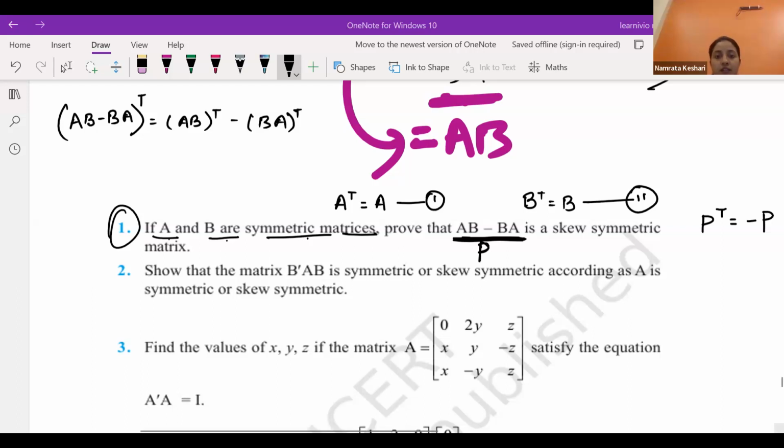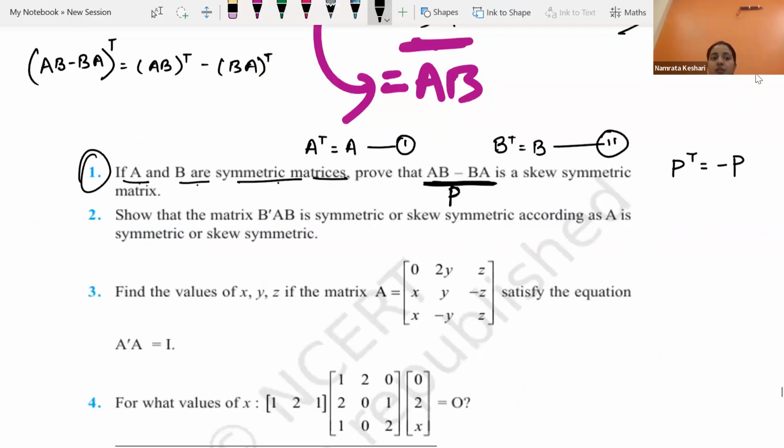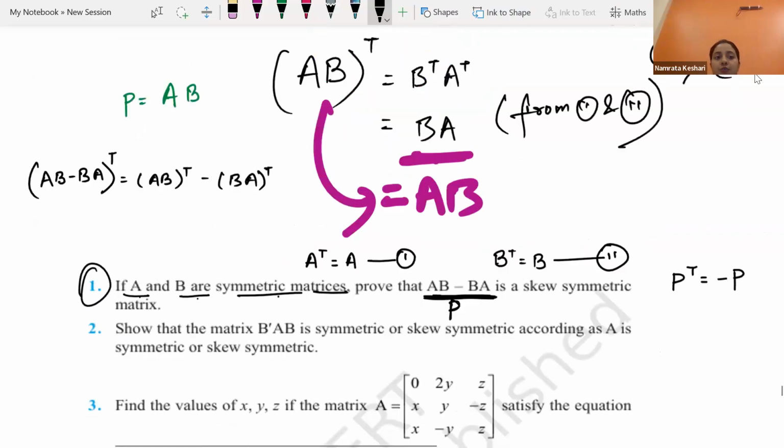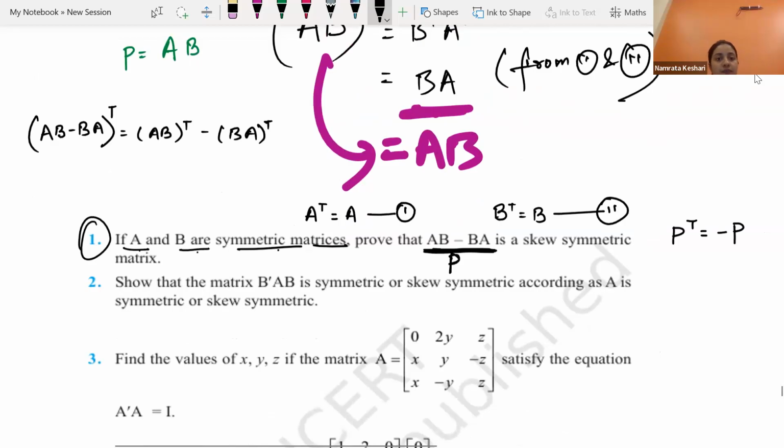Yeah, let's continue. So AB minus BA, we are supposed to prove it is skew symmetric. So basically we need to take the transpose, right? Kiran? Yes. Okay, so for AB minus BA transpose, in a matrix, when something minus something is transposed, you can take the first term transpose minus the second term transpose, right?